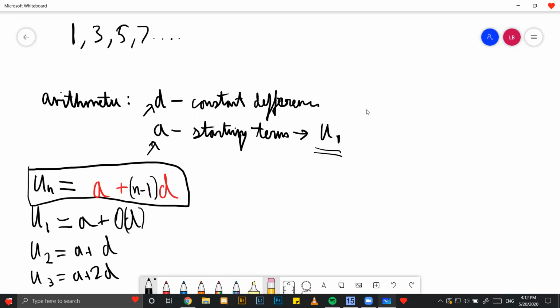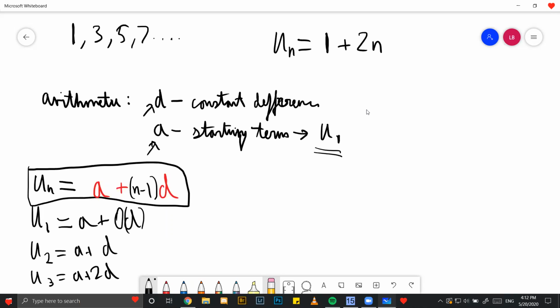This is a general form, but you don't need to memorize it, because you can always come up with this general form on your own. If you just think about this in terms of 1, 3, 5, and 7, you know there's a constant difference of 2 being added each time. So your u_n is going to start off with 1, that's your starting term, plus your constant difference, 2, times n.